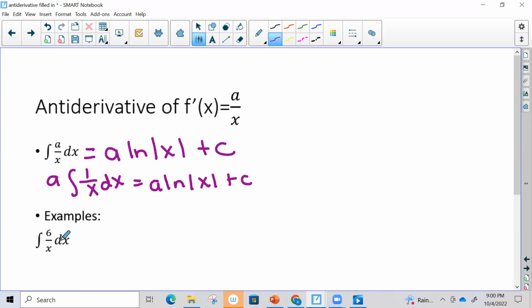So the integral of 6 over x dx would be 6 ln of the absolute value of x plus c. Make sure it goes in front of the natural log. It does not go with the x inside of it. And that's the rules for the exponential function e to the x, and then the special case of a over x or 1 over x.